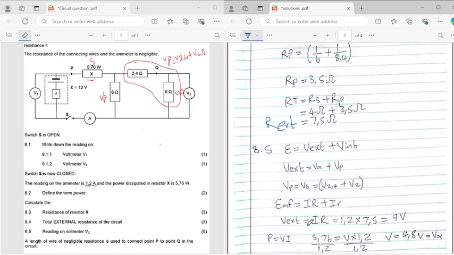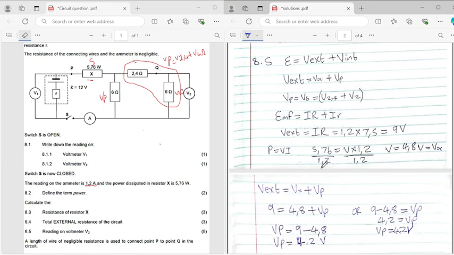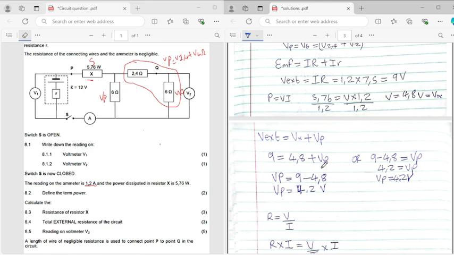So now we have total resistance and total external voltage, right? It's not internal. Remember we said that the external voltage is equal to the voltage Vx plus Vp. We already have V external, so we can get Vx. For this resistor we know the current passing through is 1.2, and we know the resistance, which is 4 ohm. So from that we can get our answer.